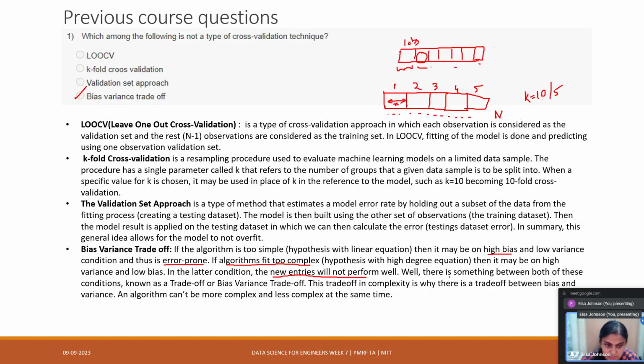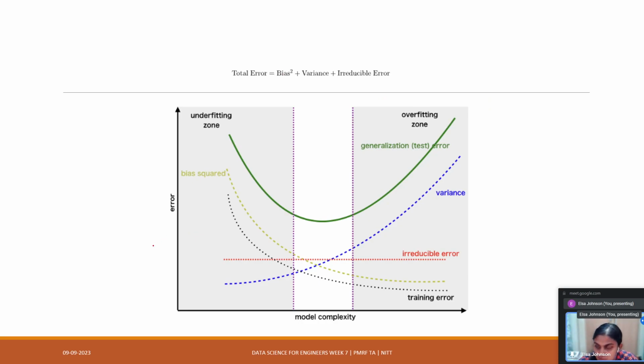So there is something between both of these conditions known as the trade-off, or bias variance trade-off. You have seen this with the example of a graph also. The total error can be taken as bias squared plus variance plus irreducible error. This irreducible error will be there no matter what degree of polynomial you take, or the number of variables in the case of classification.